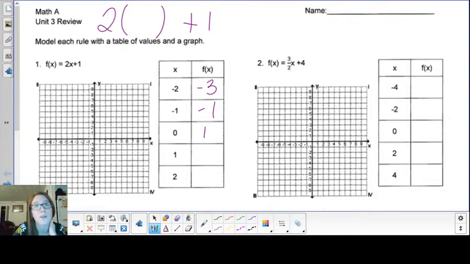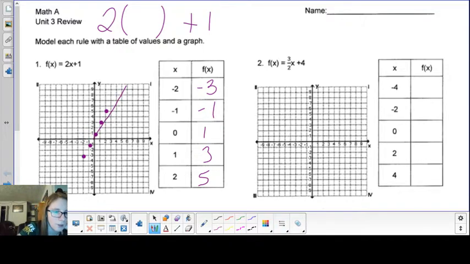2 times 1 is 2. 2 plus 1 is 3. And then 2 times 2, which is 4, plus 1 is 5. I'm going to go ahead and graph these. So we've got -2, -3. We've got -1, -1, 0, 1, 1, 3, and 2, 5.